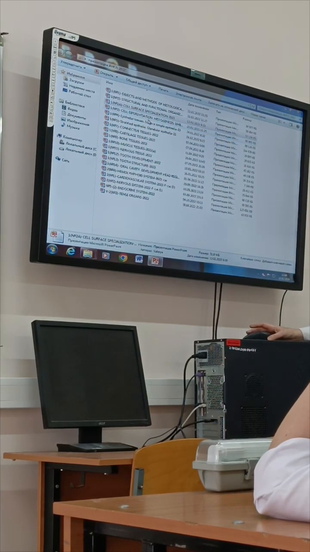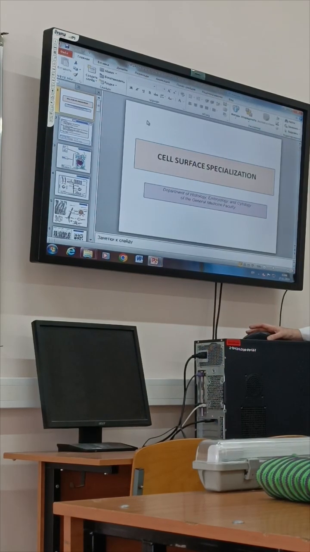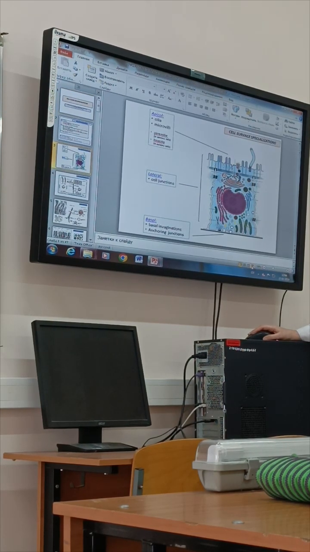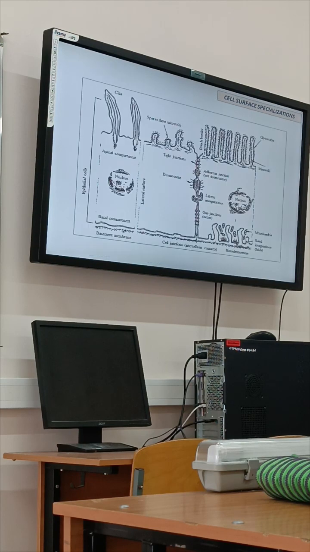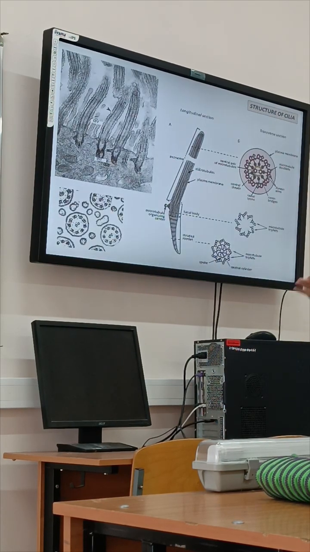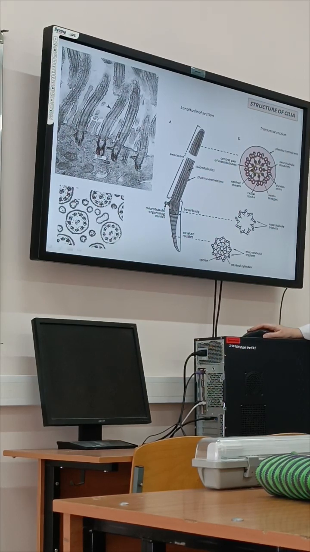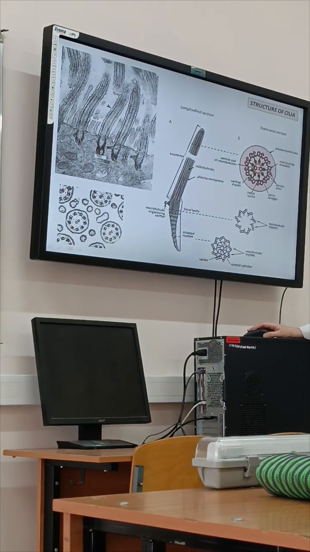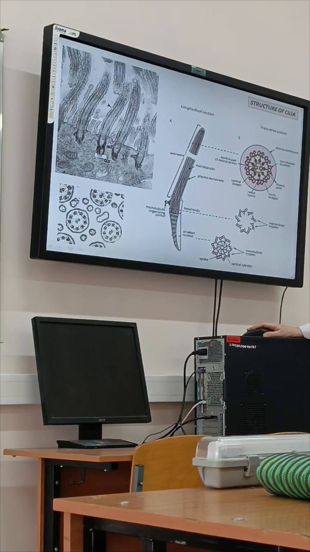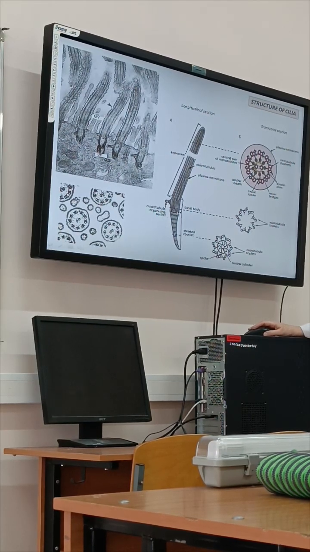We continue with cell surface specialization, and in your working book, this is class number 3. Apical surface, structure of cilia. Cilia we identify as a finger-like projection of a cell, and this part we name axoneme. And at the base of the axoneme we can find the basal body with striated rootlets.